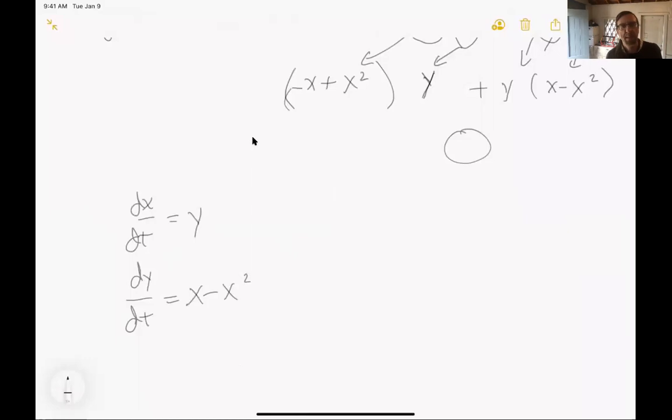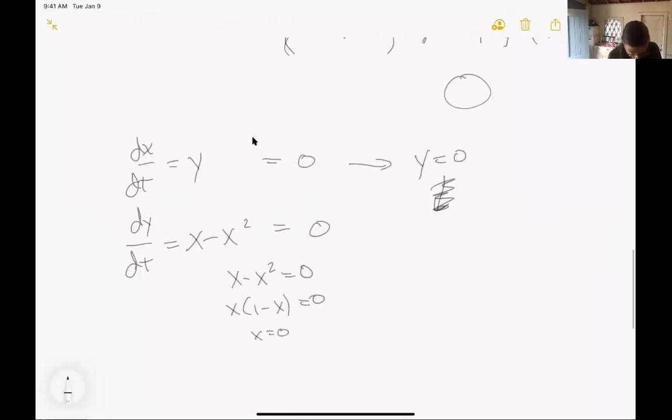Equilibrium points. How do we get them? Set both differential equations equal to 0. First one is easy. y equals 0. Actually we can't even use that information in the second one. If x minus x squared equals 0, that's saying x times (1 minus x) equals 0. So x equals 0 or 1, and y equals 0. That gives us two equilibrium points, (0, 0) and (1, 0).